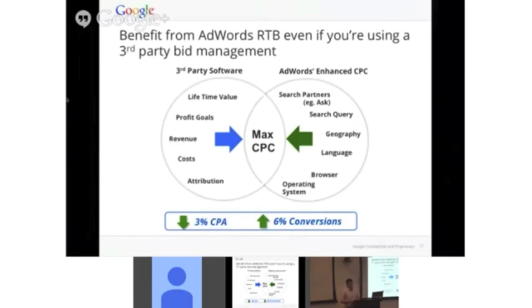And actually what we've seen, and here's just a brief diagram of how they work together, you can actually get a lot of efficiency gains there. So on average, when people do use third parties with enhanced CPCs, we see a 3% decline in CPA and a 6% increase in conversions, right? Just by using these signals that we have access to.